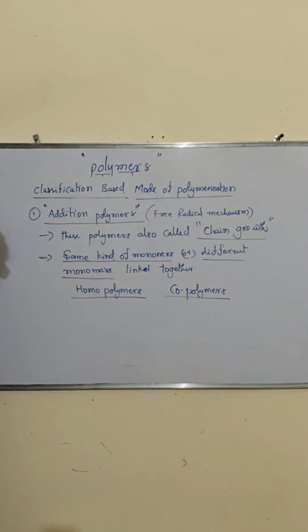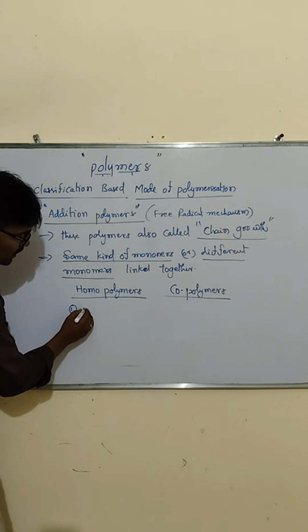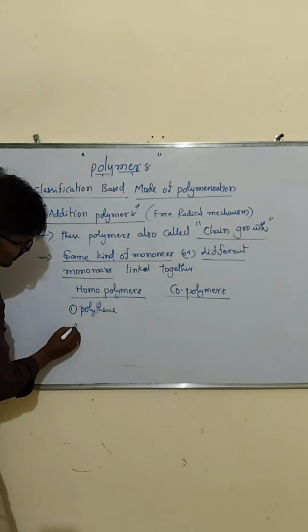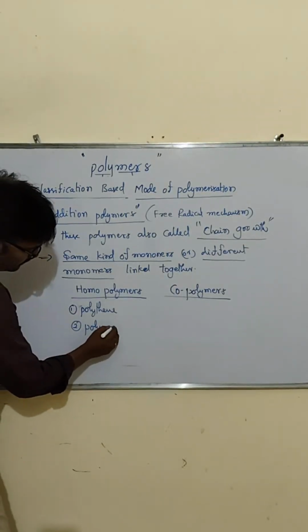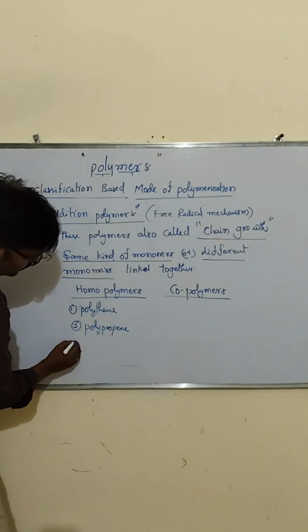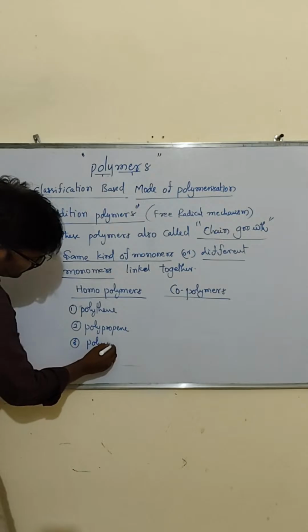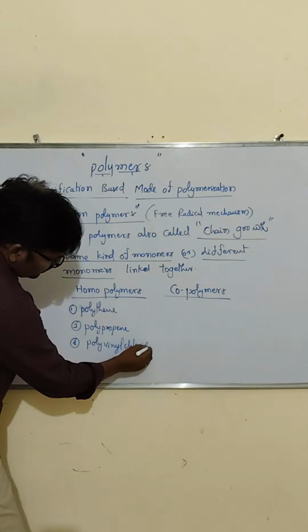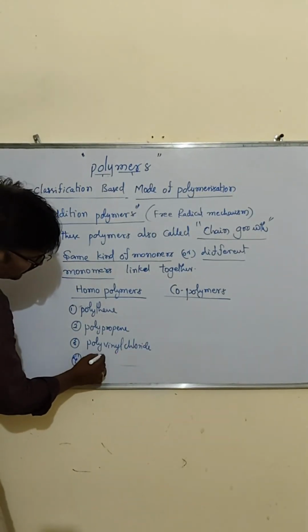Clear? So what are the homopolymers? I will give examples. One is polythene. Number two, polypropene. Number three, polyvinyl chloride. Number four, polyacrylonitrile.